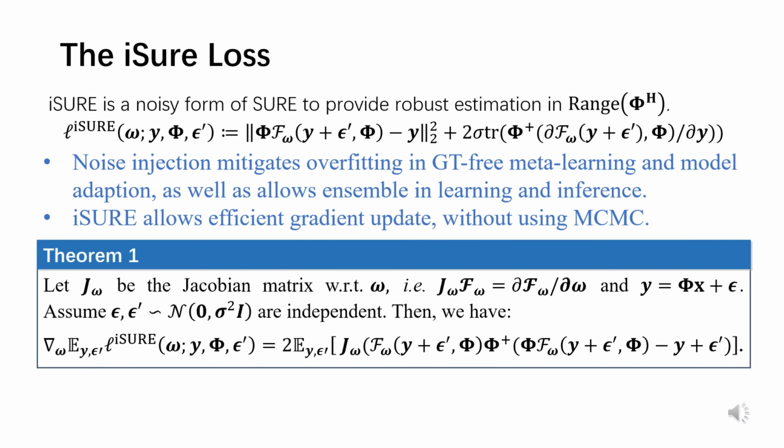The proposed iSure injects a noise term into standard Sure defined in range space, which provides robust estimation in the range space. The noise injection not only mitigates overfitting in GT-free meta-learning and model adaptation, but also allows ensemble in learning and inference. In addition, as shown in Theorem 1, compared to standard Sure, which involves MCMC for gradient update, iSure is more efficient with an explicit form of the gradient update step.